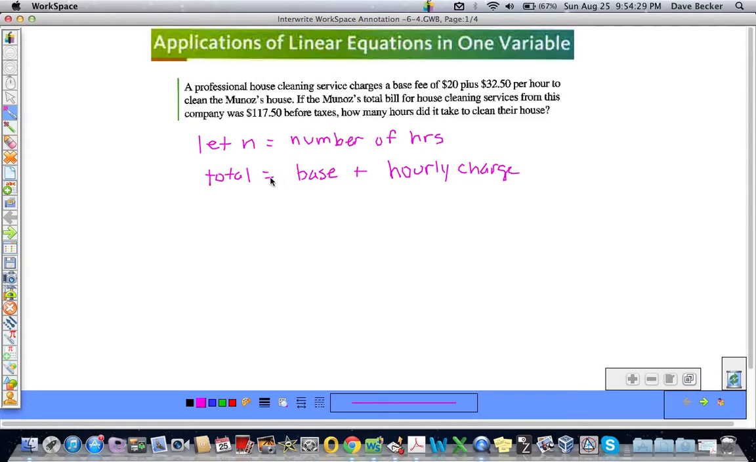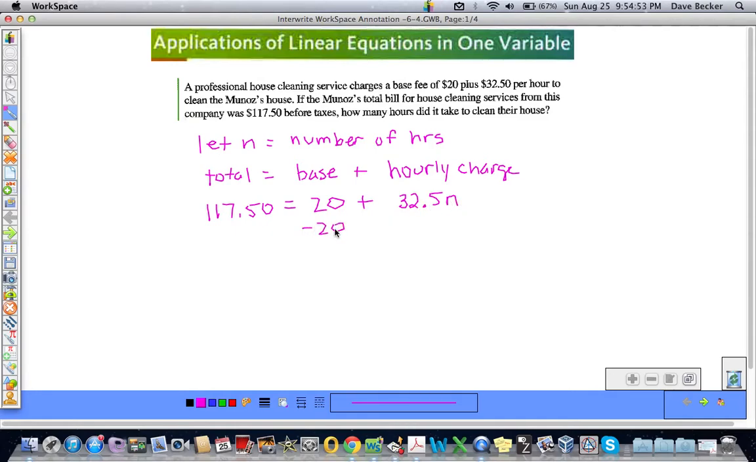Okay. Well, we know the total cost. They give that to us as $117.50. We know the base is 20. And we know the hourly charge is, let's see, $32.50 per hour. So that's 32.5. I don't need the 0. Per hour, well, n is number of hours, so that is 32.5 times n.